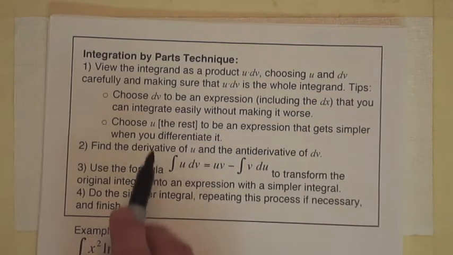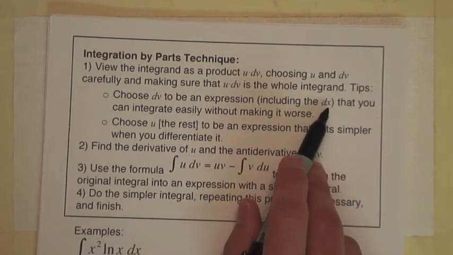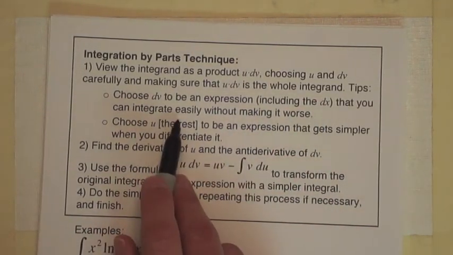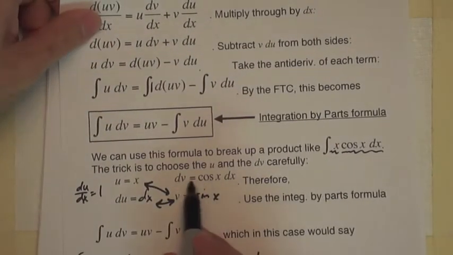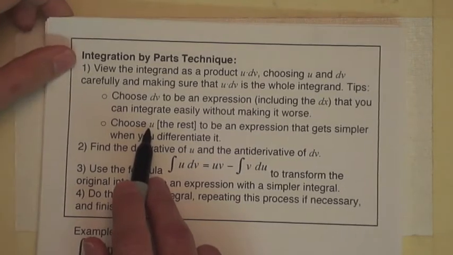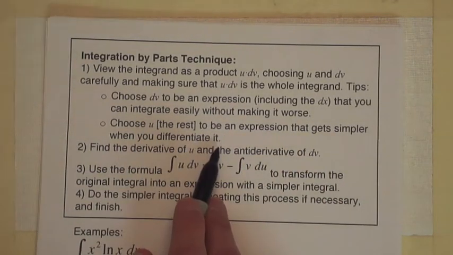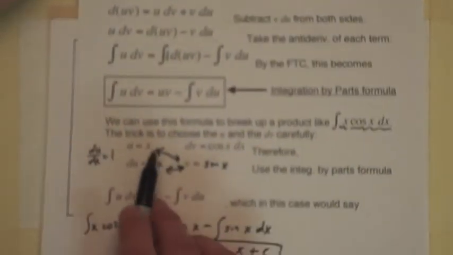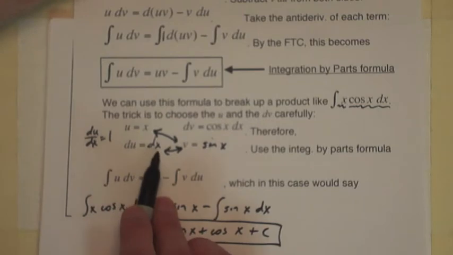Here are my two tips for this. dv should be an expression, always including the dx, that you can integrate easily without making it worse. So we did that here by choosing dv as cosine x. When you take the antiderivative, it's sine x, which is not any worse than cosine. You choose u to be the rest of the integrand. It's an expression that gets simpler when you differentiate it, and that's what we did here by choosing x. When you differentiate x, you just get 1, so we just got 1 dx.